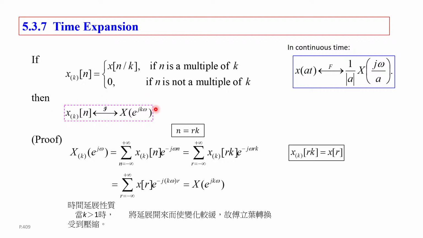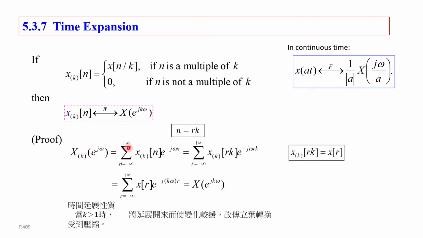If you do the time expansion, then you will get a compression in your frequency. So you get a sub k here, then you change it from e to the j omega to e to the j k omega here. You get an extra k here. And the derivation is not too hard, so we can write down the definition.